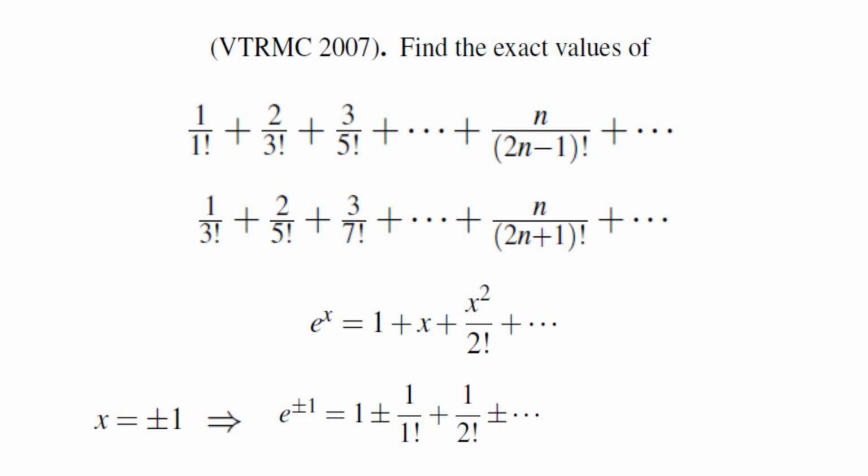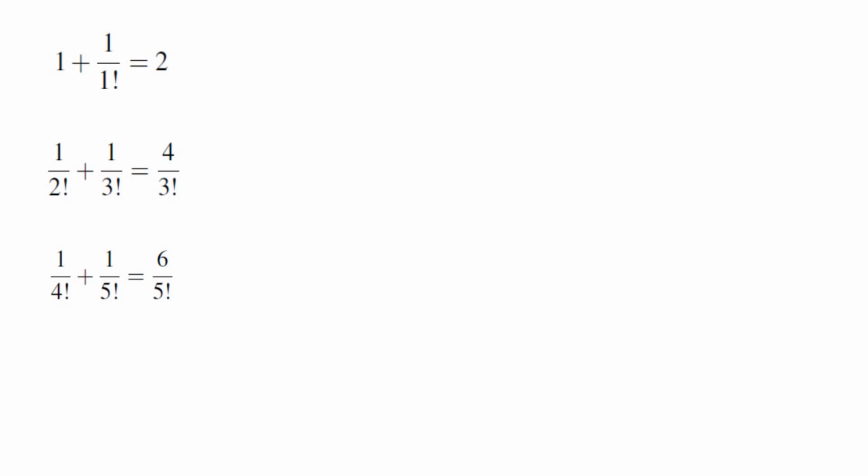If we do that, we're going to get e to the power of plus or minus 1 is equal to 1 plus or minus 1 over 1 factorial plus 1 over 2 factorial, etc. Now, in order to get rid of the even terms, the 1 over 2n factorial terms, we are going to combine the consecutive terms. So for example, 1 plus 1 over 1 factorial would give me 2. If I look at 1 over 2 factorial and 1 over 3 factorial and add them up, the common denominator is 3 factorial. The numerator becomes 3 plus 1, which is 4. 1 over 4 factorial plus 1 over 5 factorial becomes 5 plus 1 in the numerator divided by 5 factorial. And finally 1 over 6 factorial plus 1 over 7 factorial becomes 8 over 7 factorial.